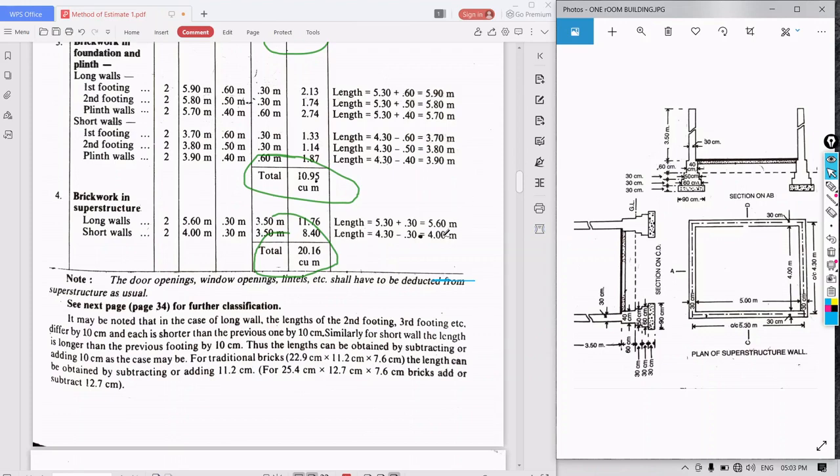I hope you understand. You also write this diagram and try to estimate by yourself using the calculator. Only lecturing will not give you the marks. If a silly mistake is done, the quantity will change. If the quantity changes, the rate per unit will change, and the estimation cost will change. So we need to be very careful here.